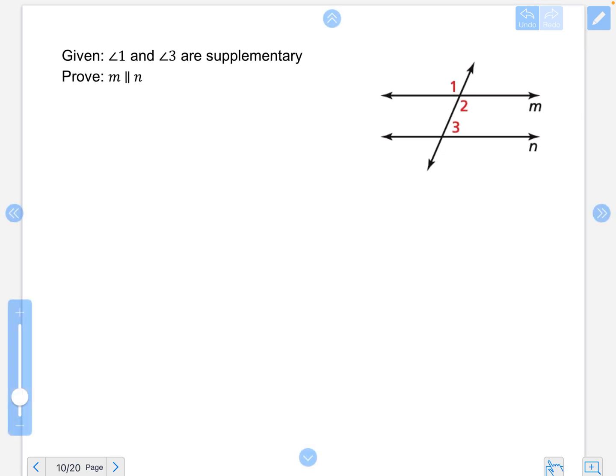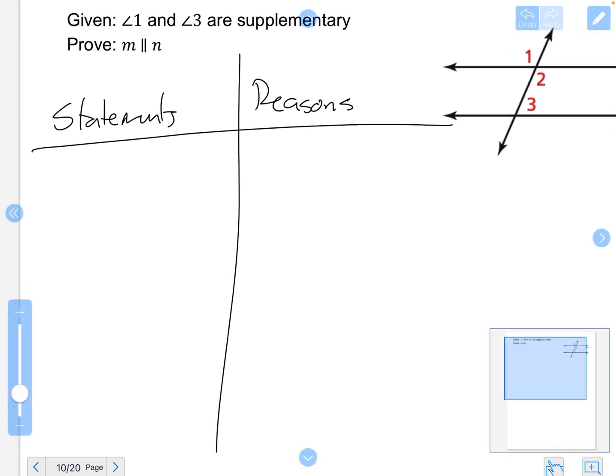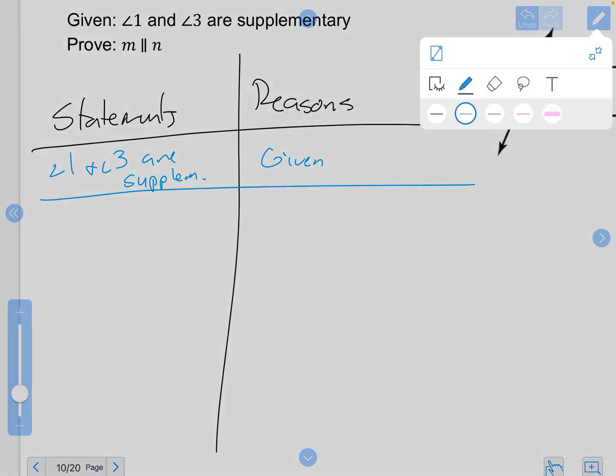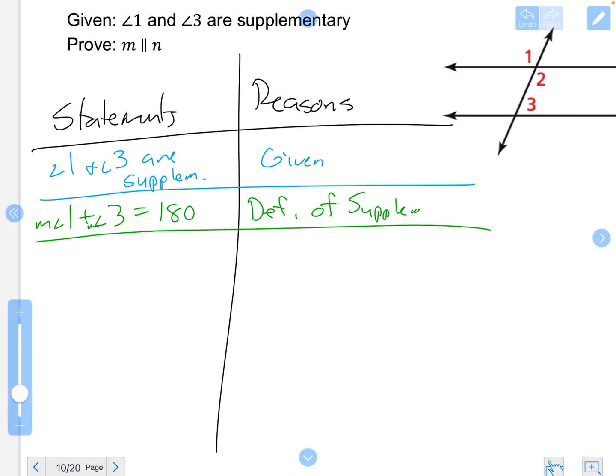All right, now we're getting into our full-blown proofs. We have our statements, and then we have our reasons. What we've been told is that angle 1 and angle 3 are supplementary, and I'm going to abbreviate supplementary. That is our given. We know angles that are supplementary add up to 180, and that is because of our definition of supplementary. All right, and that's all the information that the given tells me.